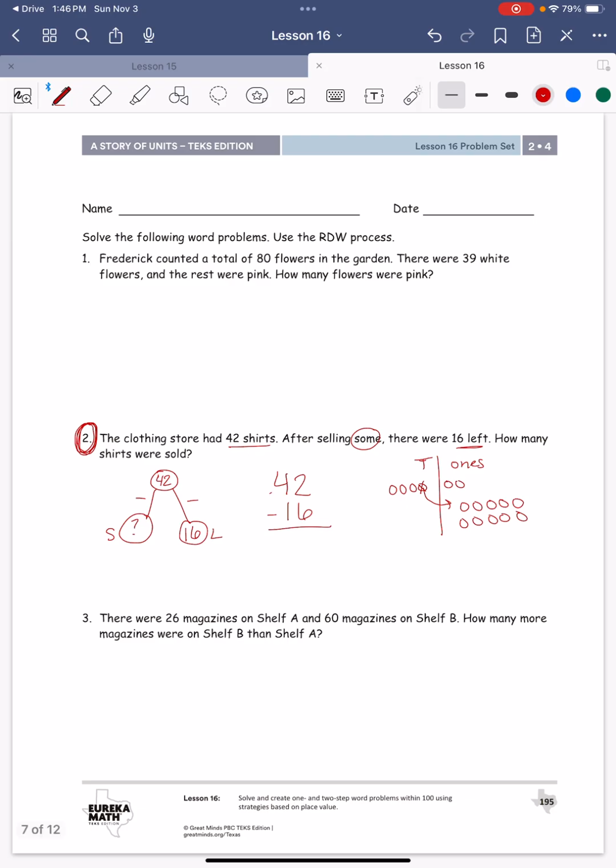I need to show that in my algorithm. Now I have 3 tens and 12 ones. Now I can take away 6 and take away 1 ten. So I'm left with 2 tens and 6 ones. So 26 shirts were sold.